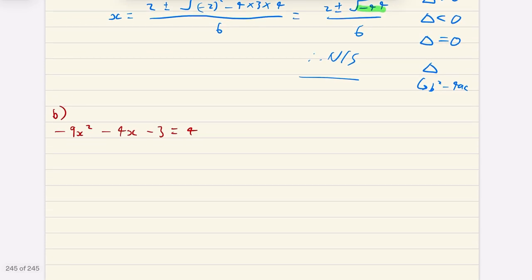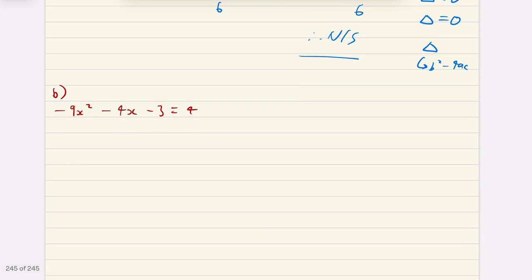So now let's do example B. I haven't done this yet, so I may or may not have solutions. But like I said, first thing we need to do is get everything onto one side and have it equal to 0. So we need to subtract 4 from both sides. So we're going to get minus 9x squared minus 4x minus 3 minus 4 is minus 7. And now it's all equal to 0.